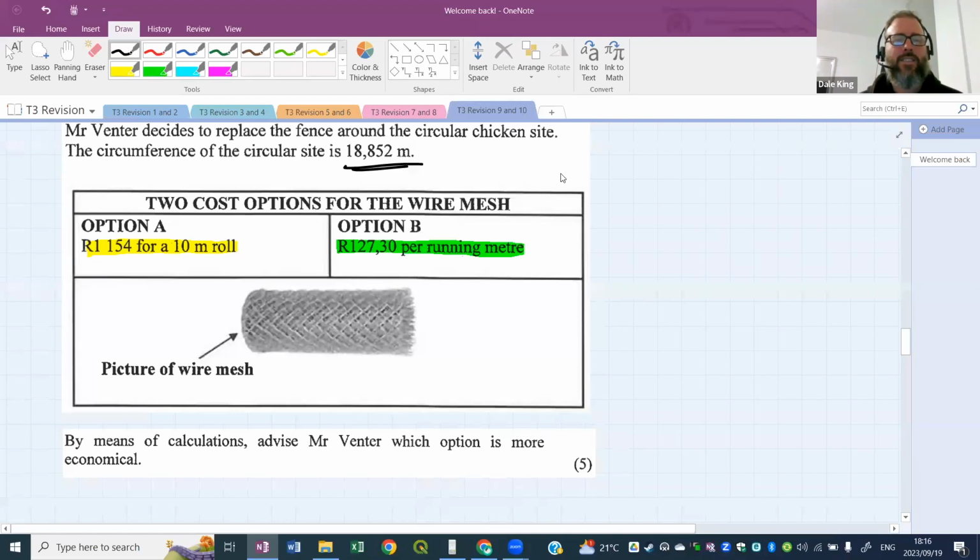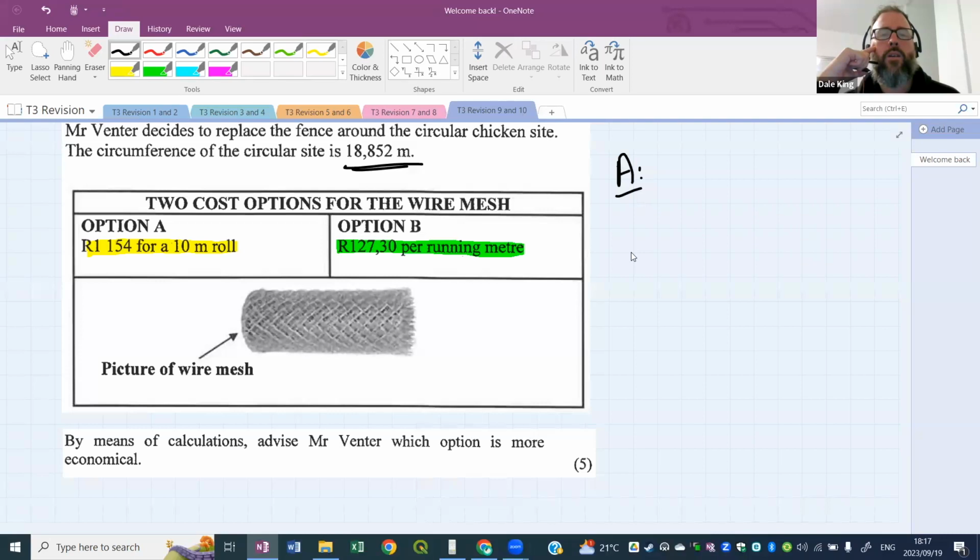Okay, two cost options for your wire mesh. Option A is, okay, sir. I think what we have to do first is check how much each option costs. So if it's 18,852 meters, let me write it down. And for option A, it's going to cost you 1,154 rand for a 10-meter roll.